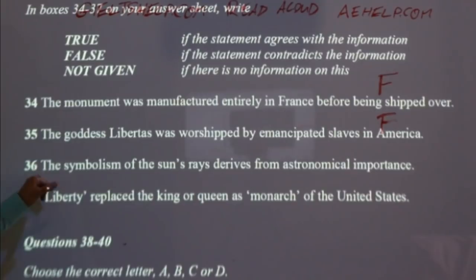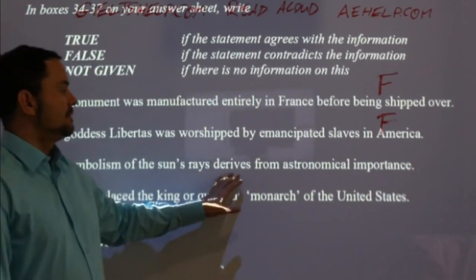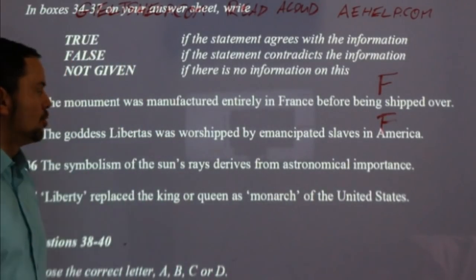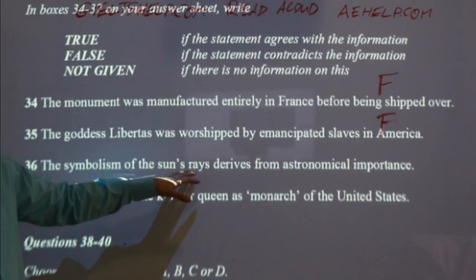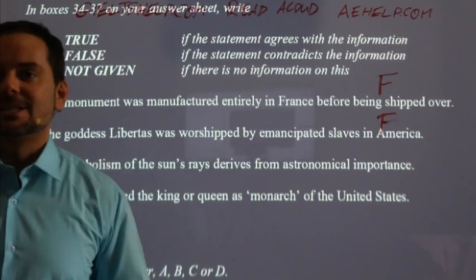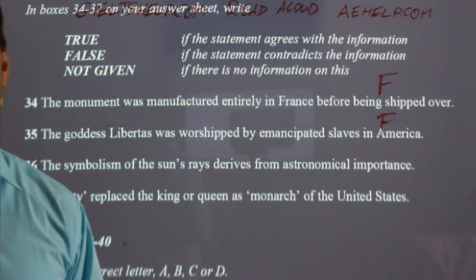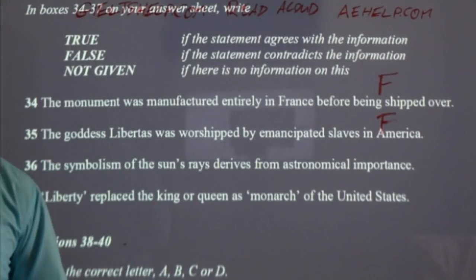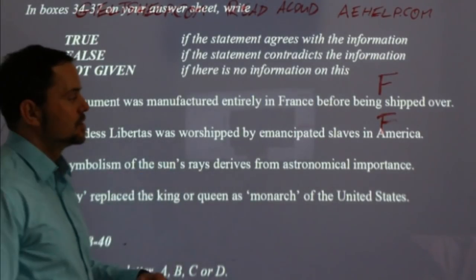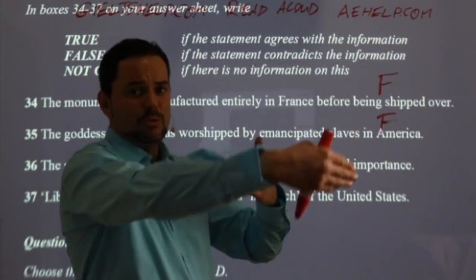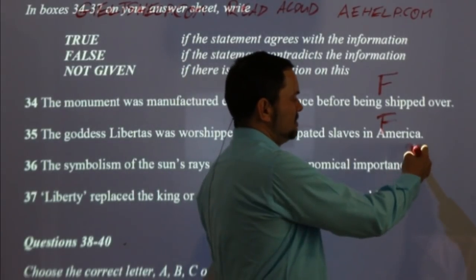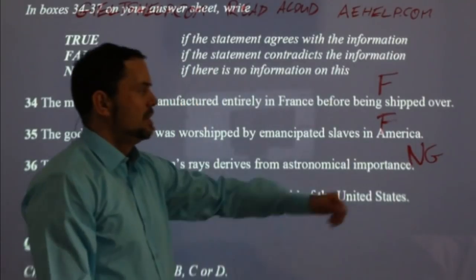All right, here we go. So 36. The symbolism of the sun's rays derives from astronomical importance. Is it important to know where the symbolism of sun's rays comes from? Rekha says no. Amin says it's probably not. No, it's not. The crown, maybe, but not the sun's rays, because the sun's rays is removed from the crown, right? That seems very distant from the passage. So I'm going to go with not given.